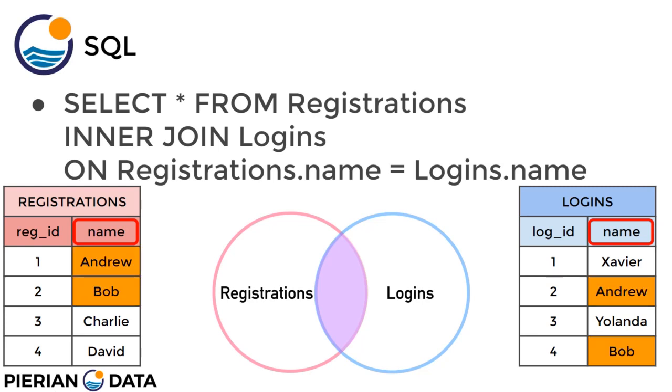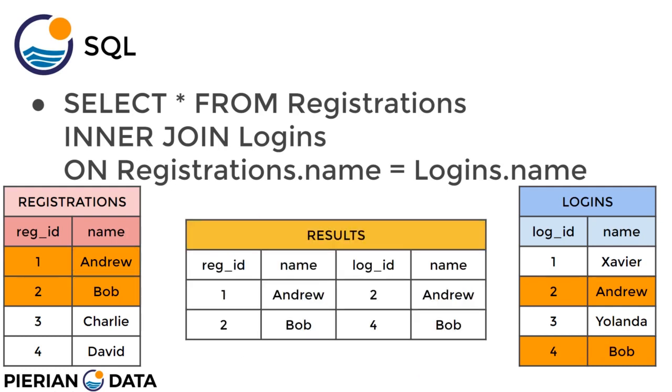So then we look at, well, where do we have a match in both tables? And that happens to be Andrew and Bob. And so we said select all the columns from these. So that includes the registration ID column as well as the login ID column. So we have these 4 columns, we have the matches, and we join them together to see this result. So this is selecting all the columns from the result of registrations inner joined with logins on the name column.